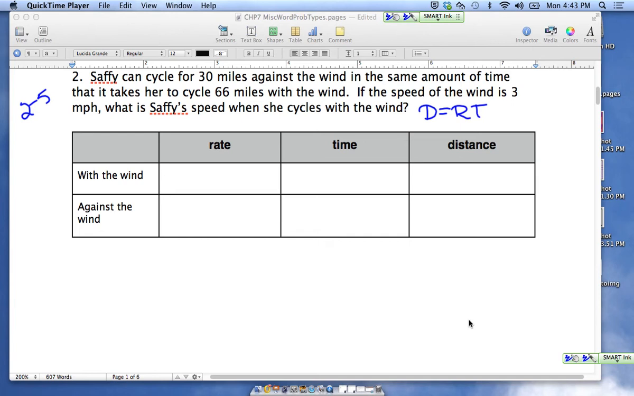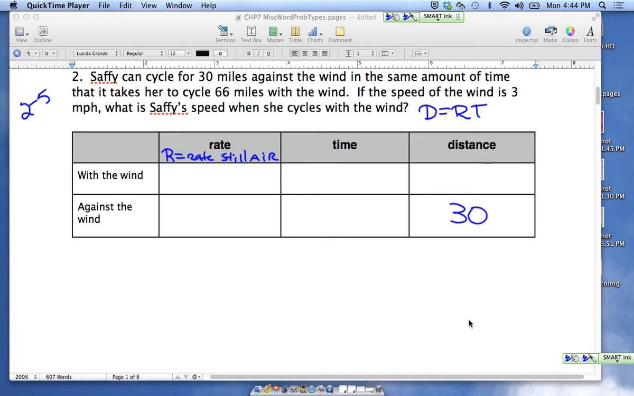And I'm going with the wind and against the wind. So when you're traveling with the wind, you're going faster. When you're traveling against the wind, you're going slower. So R would be your rate with no wind, or your rate in still air. So traveling against the wind, Sappy can go 30 miles. She can cover a distance of 30 miles against the wind.